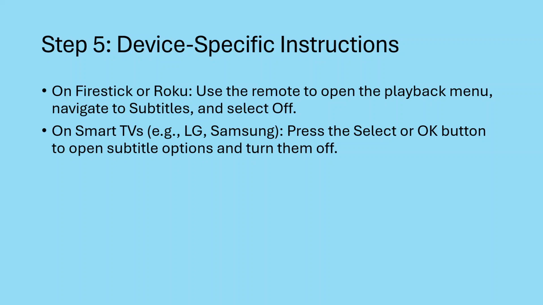Step 5, device specific instructions. On your Fire Stick or Roku, use your remote to open a playback menu, navigate to subtitles and then select off. And on smart TVs, for example LG or Samsung, press the select or OK button to open the subtitle options and turn them off.